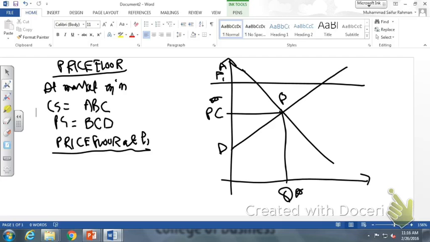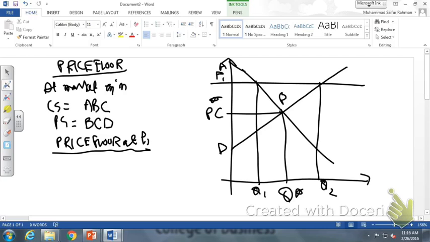Notice that at this higher price than the market price, the amount that our consumer wants to buy is Q1, the amount that our producer wants to sell is Q2. Do we all see that? We have found Q1 by going to our demand curve, and we have found Q2 by going to the supply curve of the market. So at P1, our producer wants to sell more than what our consumer wants to buy, and this creates what we call a surplus.